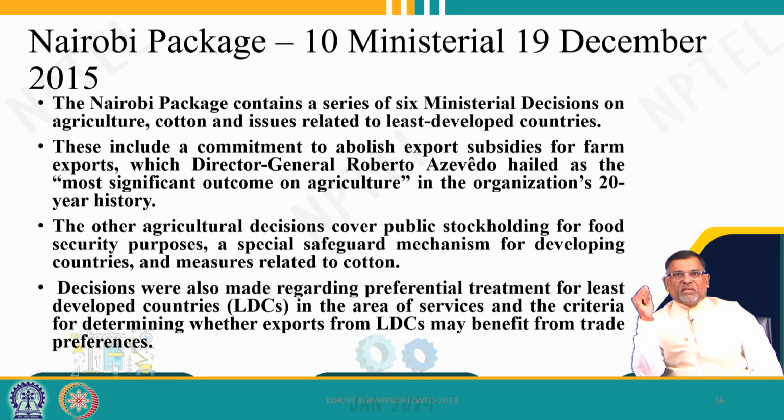And then public stockholding, the agriculture decision with regard to public stockholding. For example, the Indian government's Food Corporation of India and whatever its activities are will come under the definition of public stockholding, and this is only for food security purposes. So, the developing countries argued for a special mechanism for food security purposes and relating to cotton, and they also argued for preferential treatment for least developed countries, because even though the WTO has continued all its concessions for up to 28 years, there is no substantial trade between least developed countries.